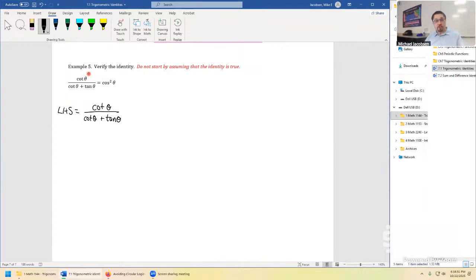The last problem we solved, we did it in kind of a brute force way. We took everything, wrote it in terms of cosines and sines, and that would probably work on this one as well. But let's go for a slightly different approach, just for the sake of variety.